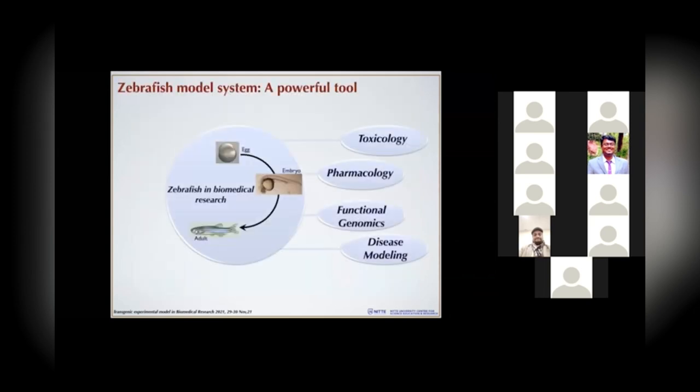So what are the major applications in biomedical research? If you have to list it out, I think there are four major applications. First one is toxicology, second one is pharmacology, third one is functional genomics, and the fourth one is disease modeling. Since I'm speaking to an audience which is primarily from a pharmacology or a toxicology background, I will restrict more on these two important applications, and I will briefly touch upon functional genomics.